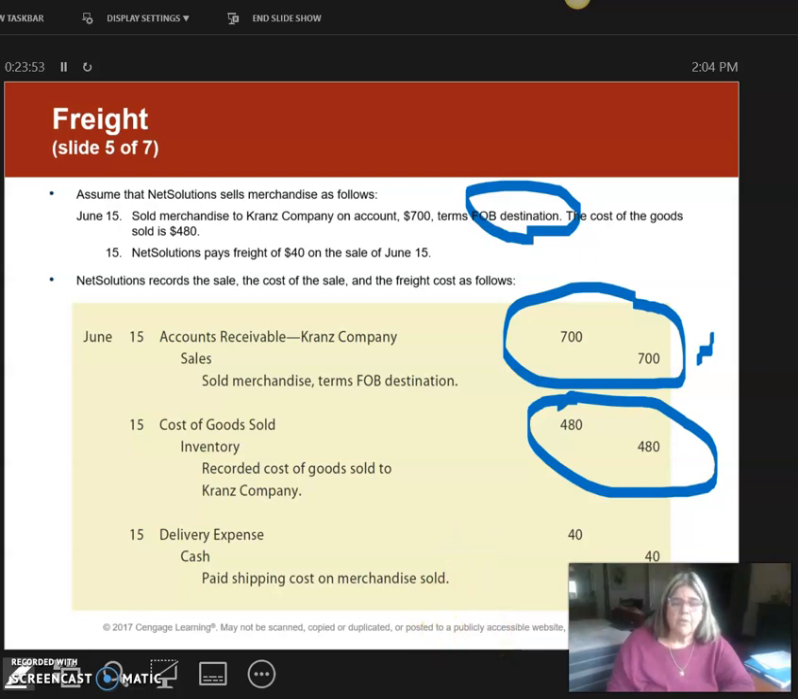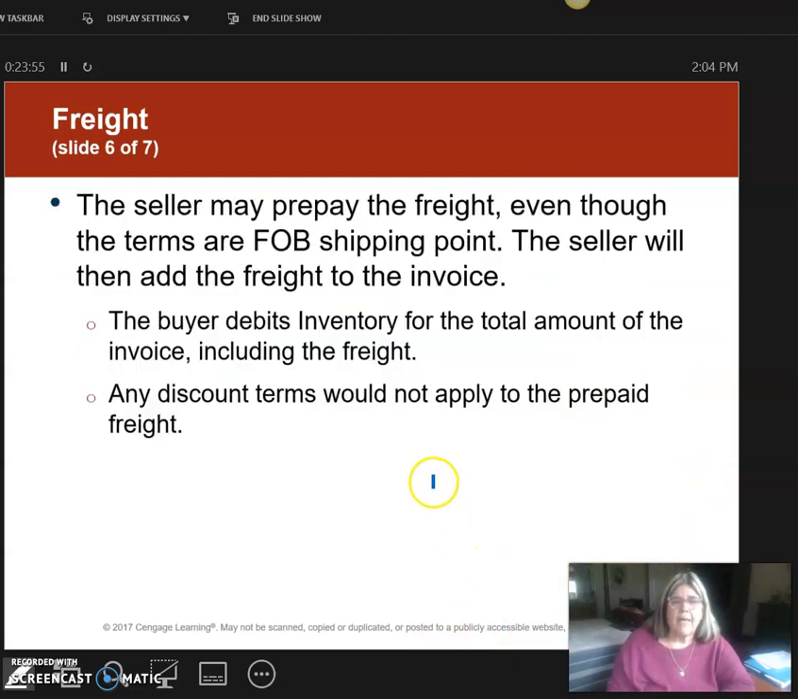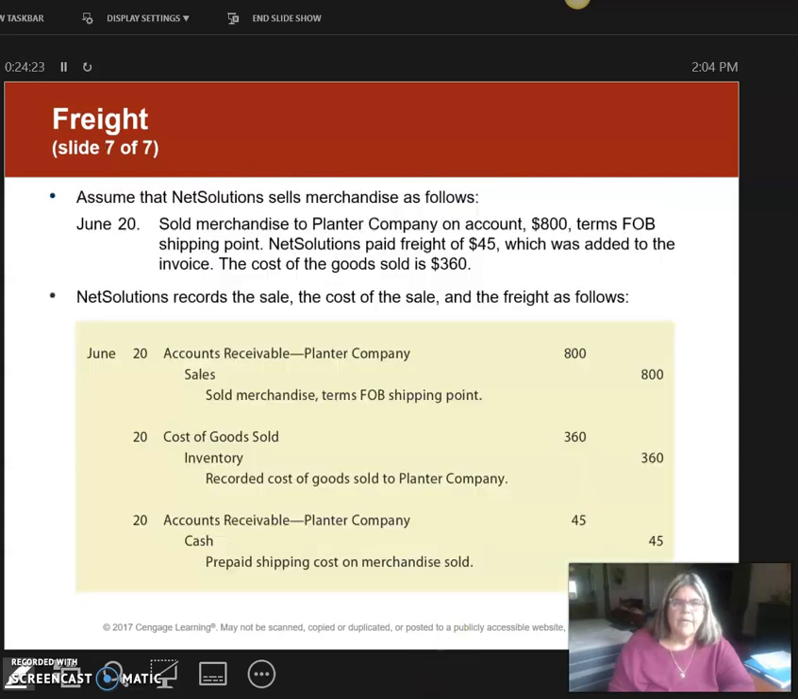So we're going to look at something called prepay and add. What will happen is the seller will always prepay the freight and add it to the invoice. That's what happens in the real world. Because sellers are usually bigger, they have better discounts with the freight companies. So bottom line is this: the more you ship in dollar amount, the less freight you pay. That's why Amazon can offer you such great deals. So let me show you an example of prepay and add.